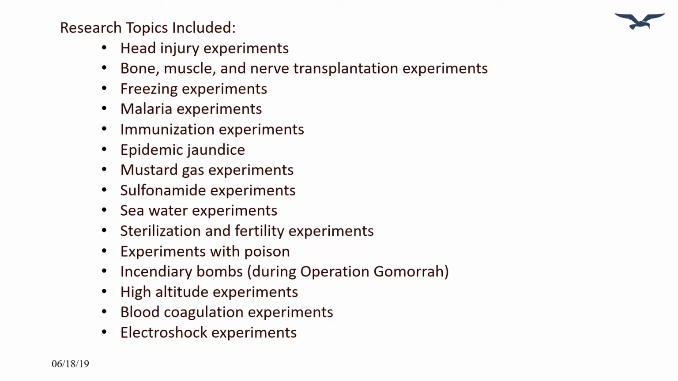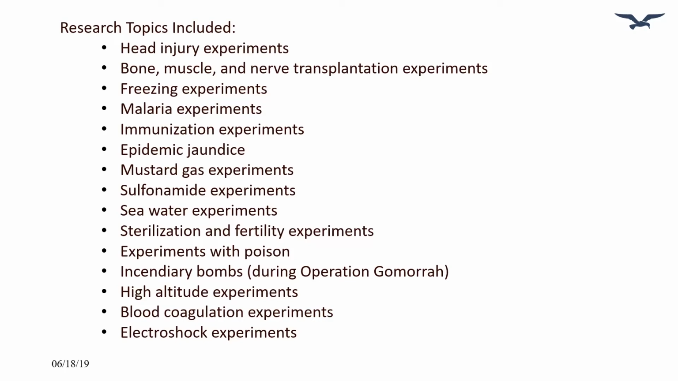They released epidemic jaundice. They were worried about poison gas attacks, so they did experiments on how toxic that was. Sulfonamide, which was an antibiotic, so they exposed people to various germs and then saw if sulfa would help. Seawater experiments, I don't understand that one, but it was whether you could drink seawater. Turns out you can't. How to sterilize people quickly. Experiments with poisons and how toxic they were.